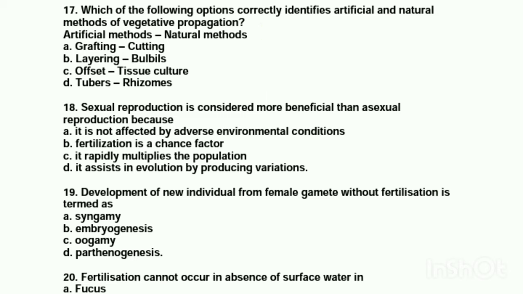Sexual reproduction is considered more beneficial than asexual reproduction because it assists in evolution by producing variations. D. Development of new individual from female gamete without fertilization is termed as parthenogenesis. D.